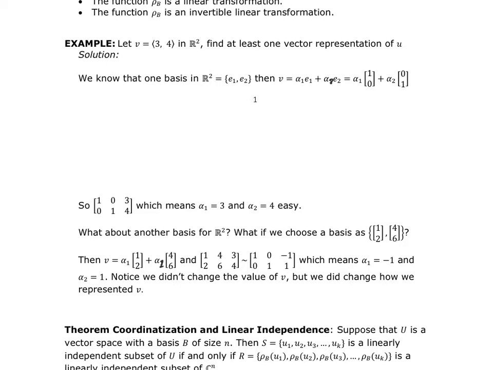Now notice we didn't change the value of v, but we did change how we represented v. So I can represent v as the vector (3, 4) with respect to (1, 0), (0, 1), or as the vector (-1, 1) with respect to (1, 2), (4, 6).